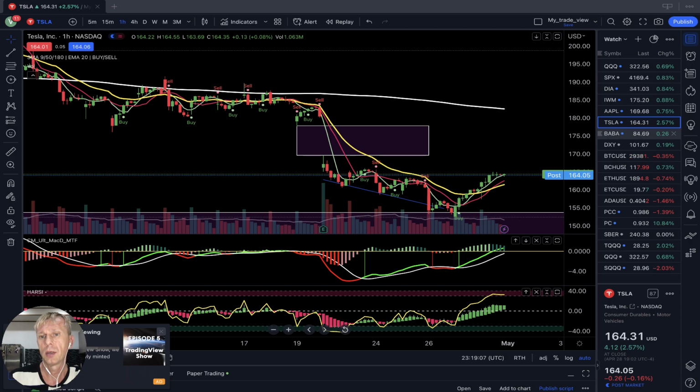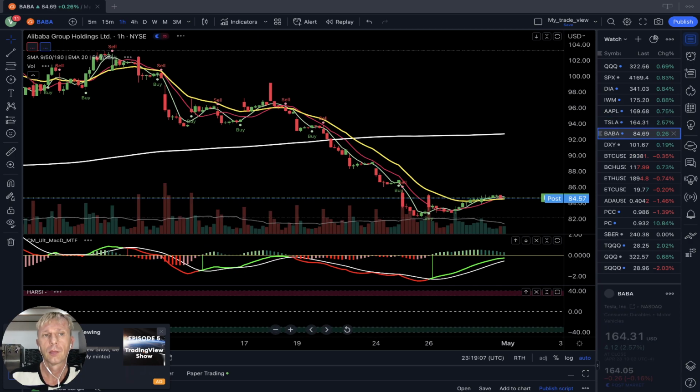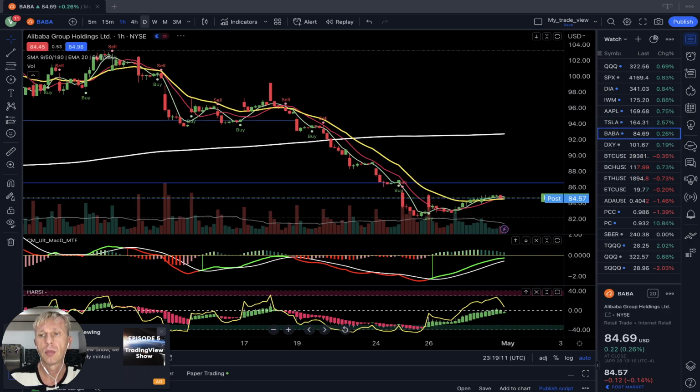Let's move to BABA. BABA on daily time frame, Alibaba Group.